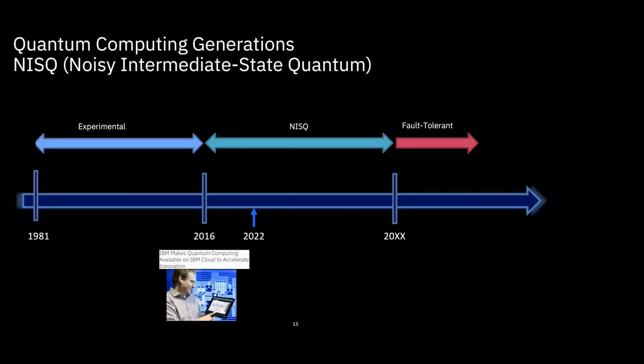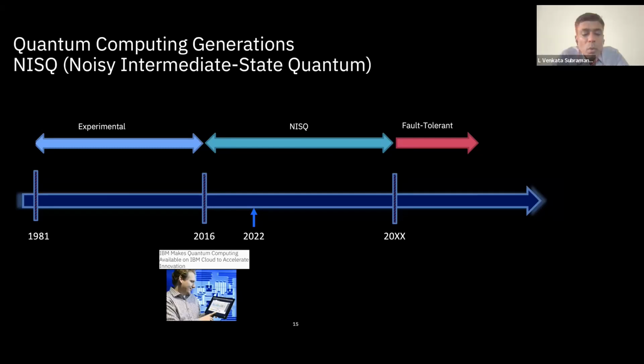So yeah, 1981 to 2016 was what we call the experimental phase. But in 2016, IBM made the first quantum computers available on IBM Cloud. So anybody could start accessing quantum computers over the cloud, start running programs. The following year, the open source programming language Qiskit was also released. So we are now in this stage called the NISQ, or the full form is the noisy intermediate scale quantum, right? So what does that mean?